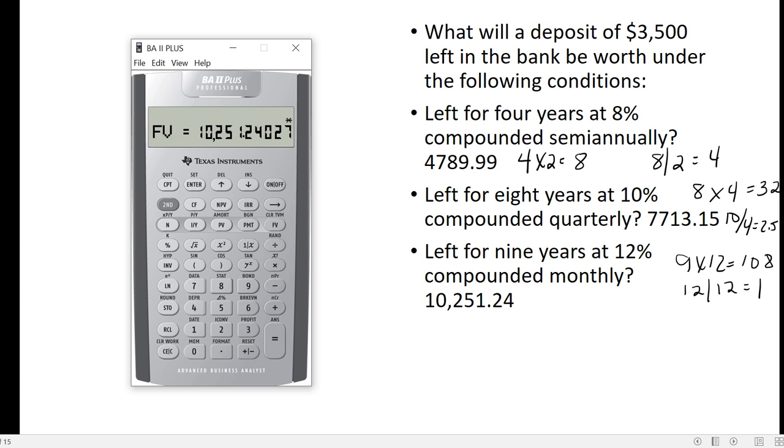So $10,251.24. So when you're working time value of money problems and you're working with present value or future value, you have to adjust the N and the I/Y for the number of periods of compounding.